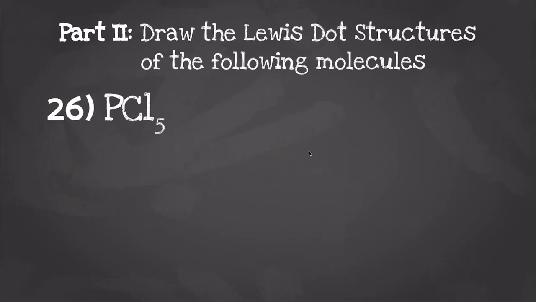For our next rule breaker, we have phosphorus pentachloride. Phosphorus has 5 valence electrons, and we have 5 chlorine.